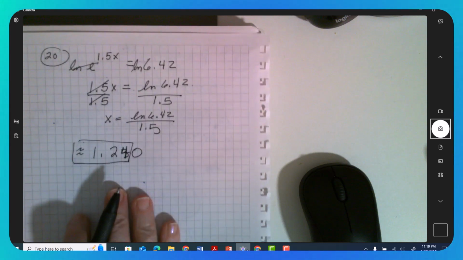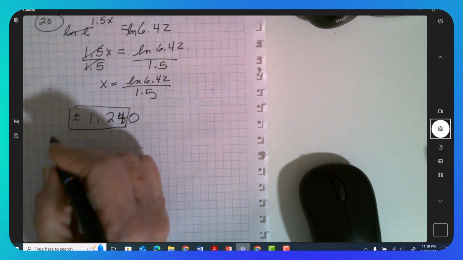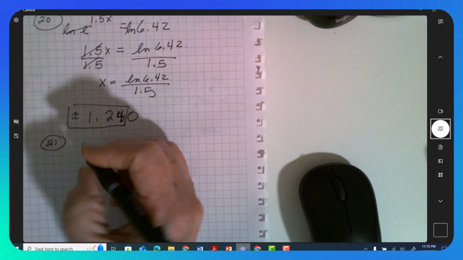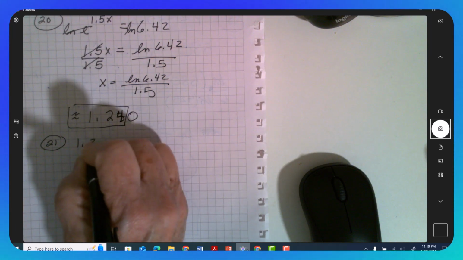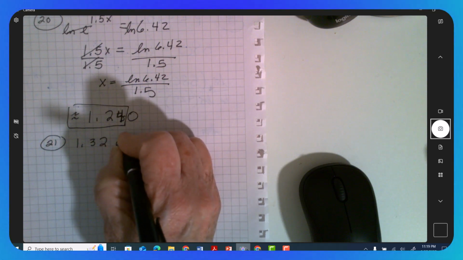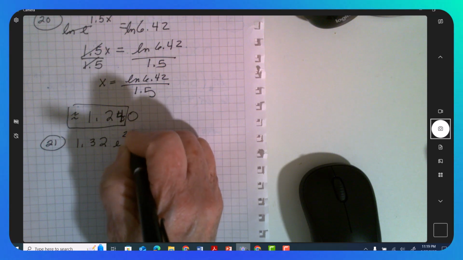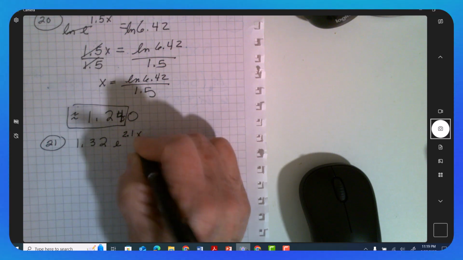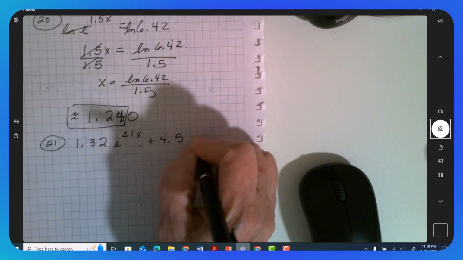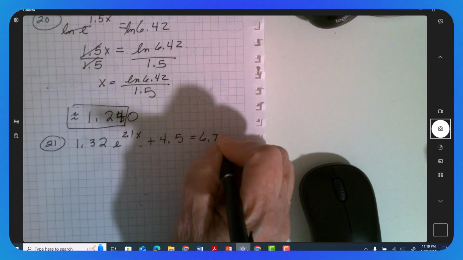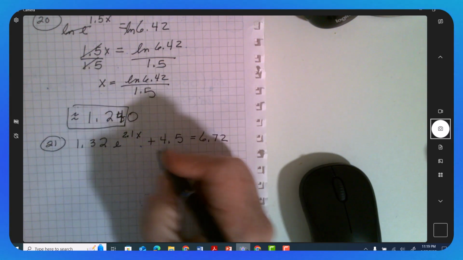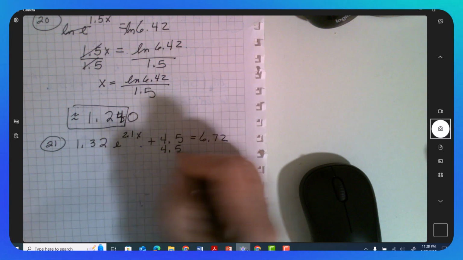All right, let's look at 21. It's asking us to solve for x. We have 1.32 e to the 2.1 x plus 4.5 equals 6.72. Okay, we're trying to solve for x, so let's start by subtracting 4.5 from both sides.